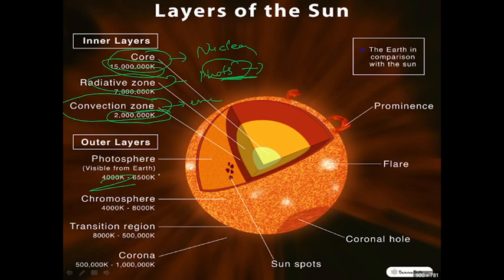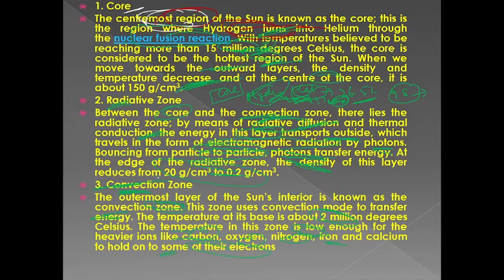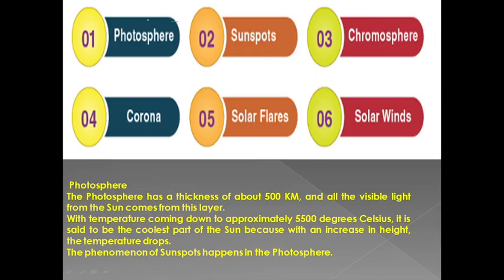Coming to the next important layers, the outer layers: photosphere, chromosphere and so on. Let's see each and every layer: photosphere, sunspot, chromosphere, corona, solar flares and solar winds. Don't confuse this corona with the recent coronavirus. This corona can be seen around the sun during a total solar eclipse. At the edge of the sun you can see a round, ring-like object, and that is called the corona.